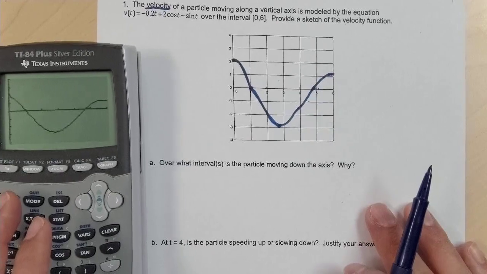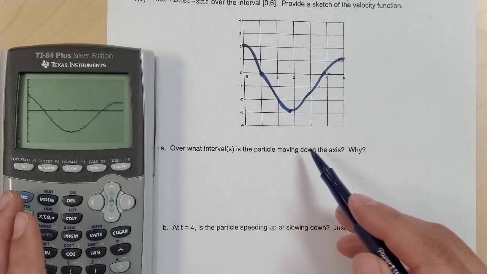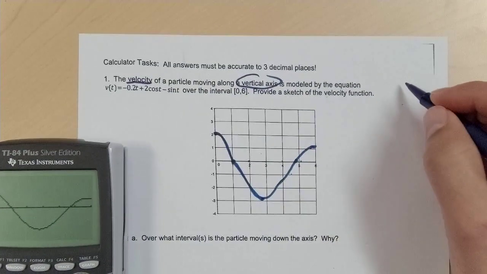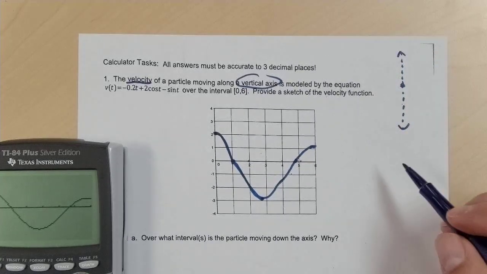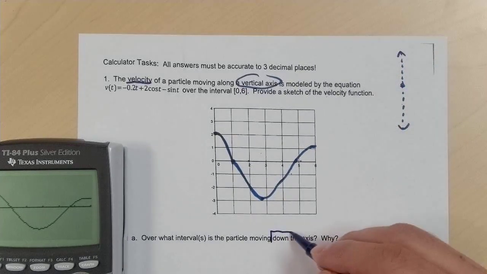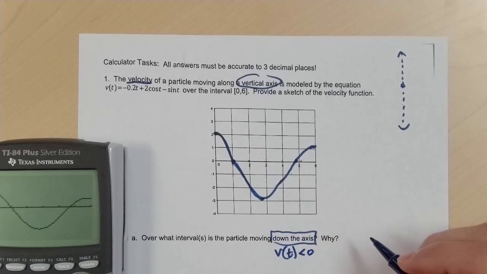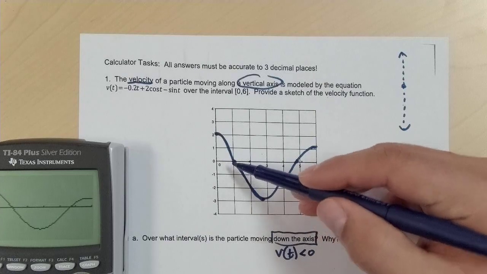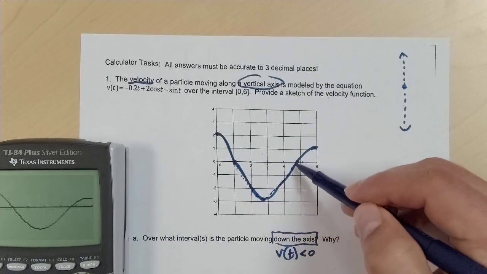And now let's go ahead and answer some questions. So over what intervals is the particle moving down the axis? We're talking about a vertical axis, so either moving down or moving up. Basically, moving down means the velocity has to be negative. Well, that is going to happen when the velocity graph is below 0. So basically from here to here.